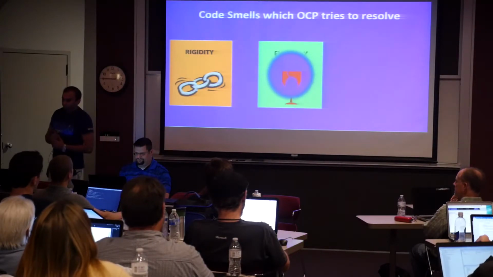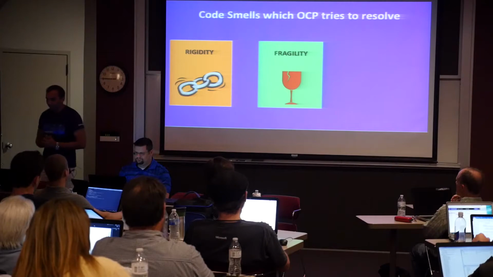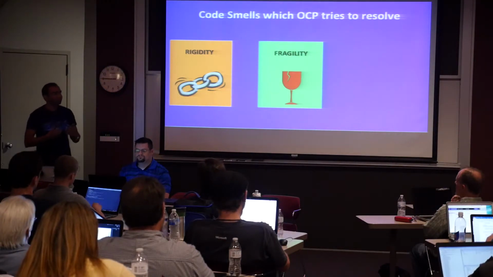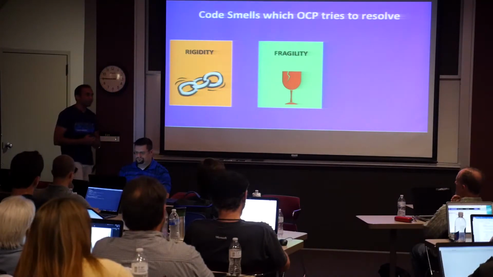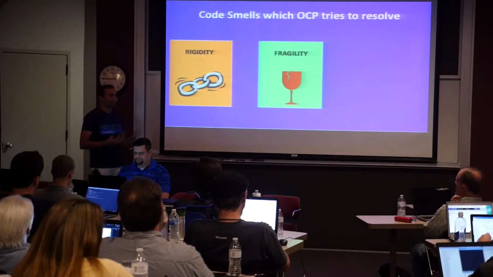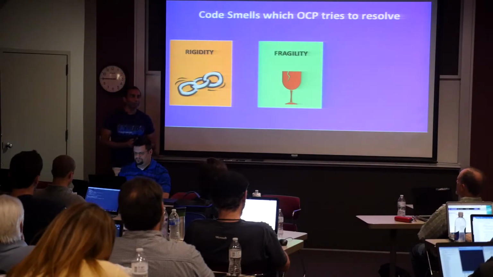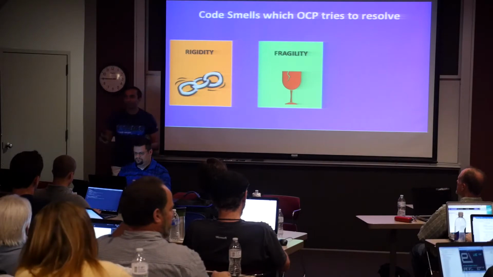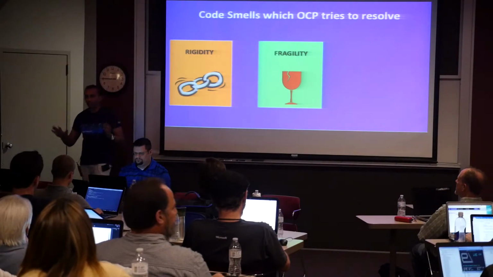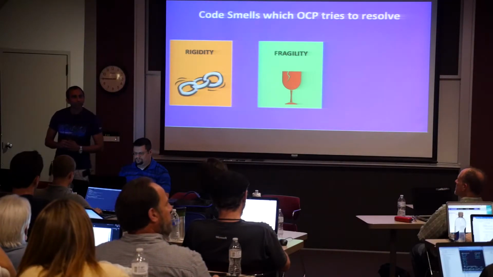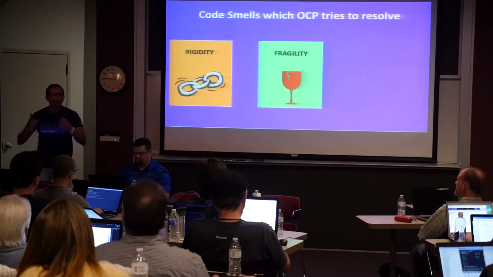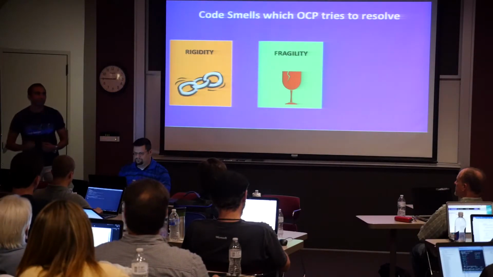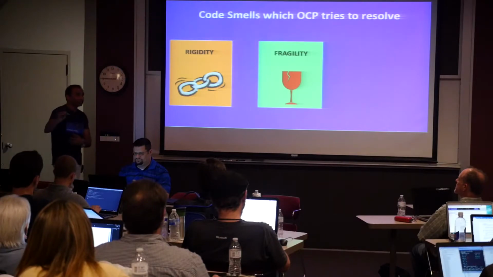Second one, fragility, right? Again, it's tough to make changes when you have your classes tightly coupled. You change something and you think, okay, you have completed your code change, but you inadvertently break some other functionality, and you come to know about it only after pushing the changes to production.